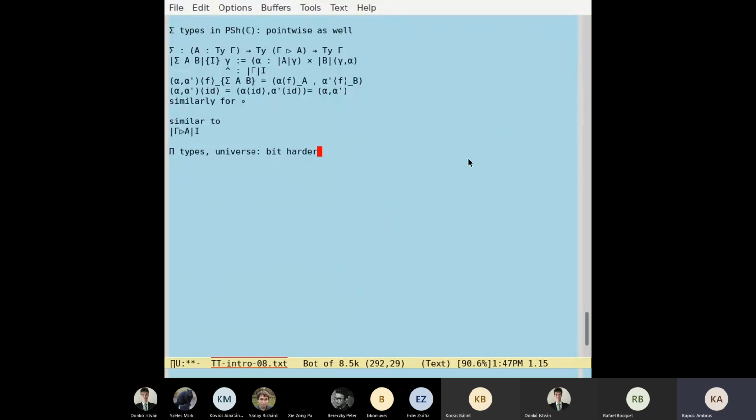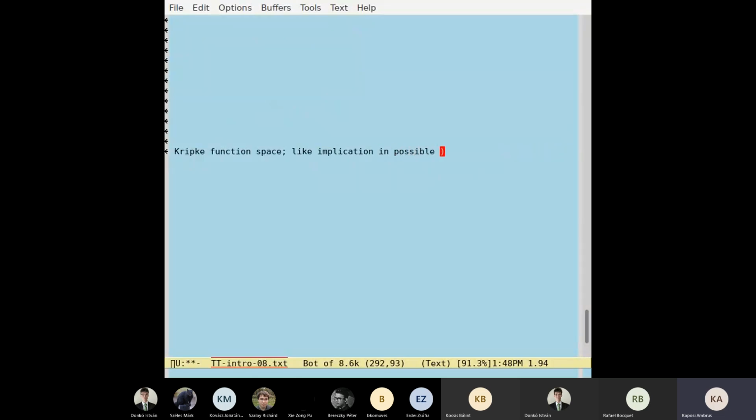Pi types are a bit harder. I don't know if this is helpful to any of you, but this is also called the Kripke function space in logic. Kripke semantics is also called possible world semantics, and in possible world semantics you also have implication, and this is defined like implication in possible world semantics.